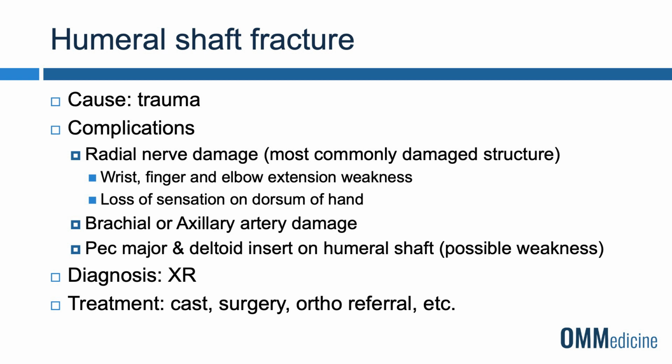So patients who have radial nerve damage secondary to a humeral shaft fracture will present with loss of function of all of the roles that the radial nerve supplies, such as loss of extension of the wrist, fingers, and elbow, and then loss of sensation on the back or the dorsum of the hand. Now, some other complications that may be seen in a humeral shaft fracture, but that are much less common than radial nerve damage, are damage to the brachial or axillary arteries and damage to the pec major or deltoid, as remember that both of these muscles are going to insert on the humeral shaft.